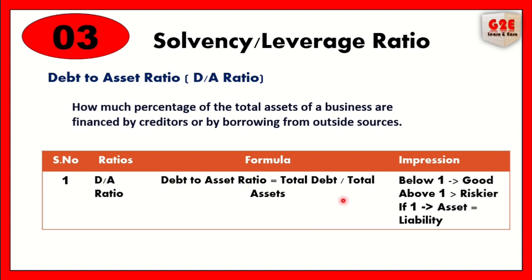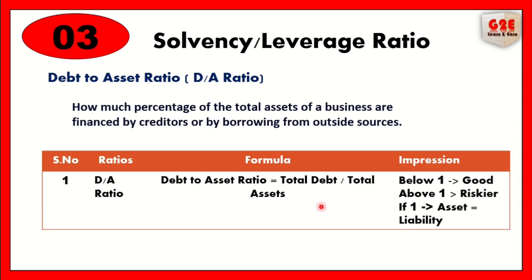So if the ratio is coming below 1, it is good. Good means what? The assets will be higher, and if the company is getting debt, it will be lower. If it is above 1, the liability is higher than the assets. That's the meaning of above 1, and that's the reason I have mentioned riskier here. Suppose for a respective company the figure shows 1. What does 1 mean? The asset value they are holding is the same as the value of liability they are having. That's the meaning of equal to 1.